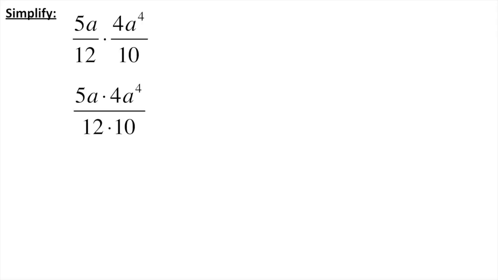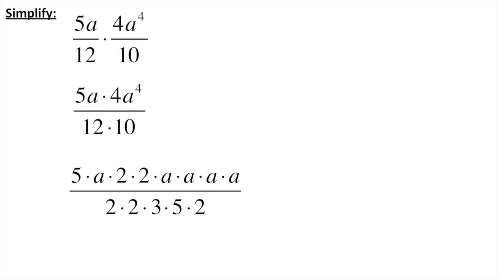We're going to bring that all over 1, and that's essentially what I just did here. 5a times 4a to the 4th, over 12 times 10. Now, what we need to do is try to reduce this if we can, and the way we'll know to do that is to break these down into the very lowest factors that we can come up with.